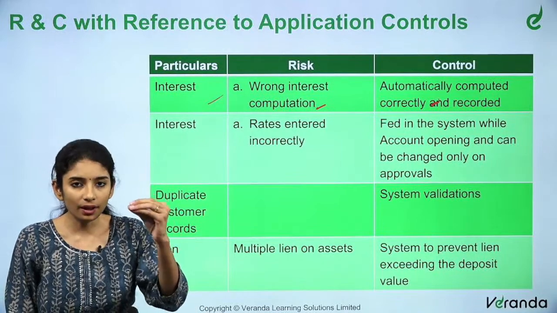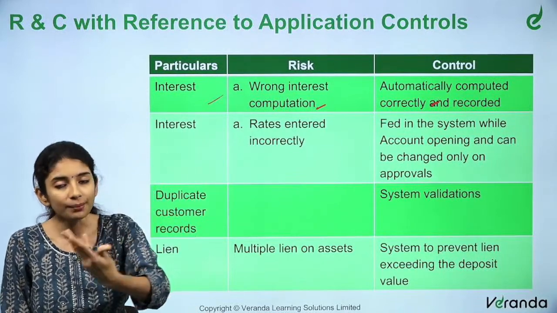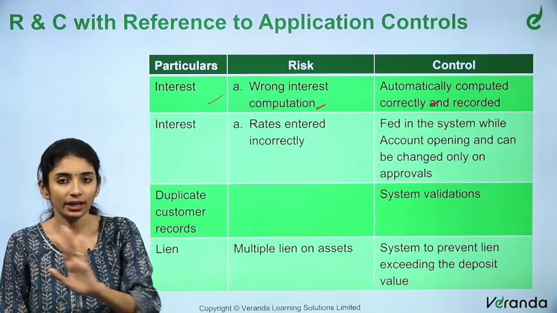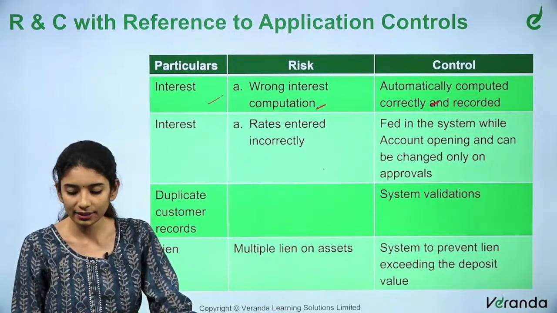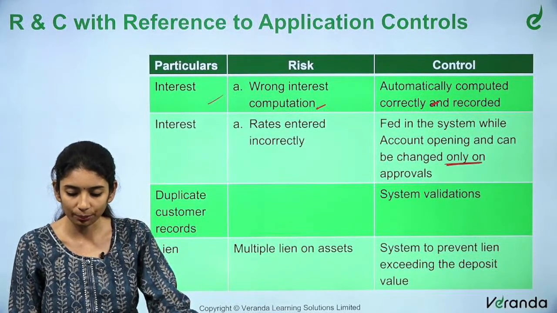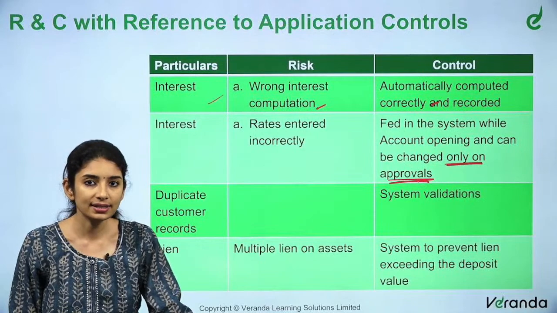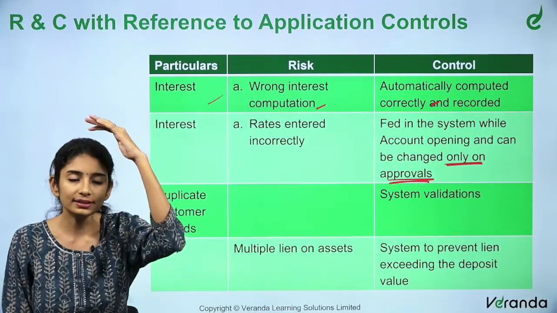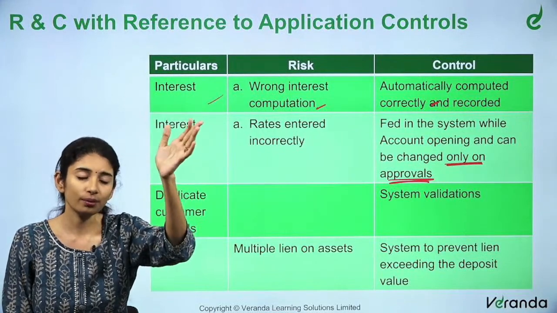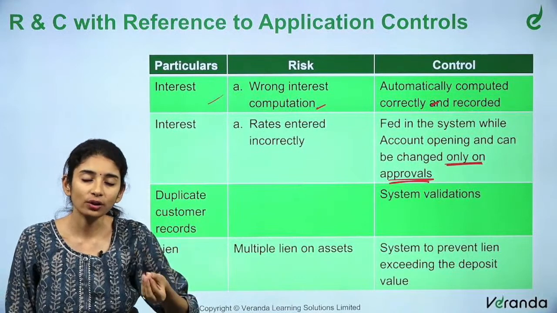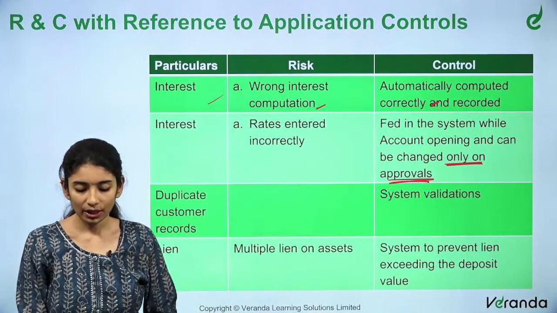The computation of interest should be done automatically by the CBS, so that if it's computer-done interest calculation, it will not go wrong. Rates entered incorrectly: rates are fed into the system while account opening and can be changed only on approvals. How are the rates incorrect? Because someone has modified them. So make sure you have that control, that it is fed at the time of giving the loan by an authorized person, and later it can be modified only on additional approvals.